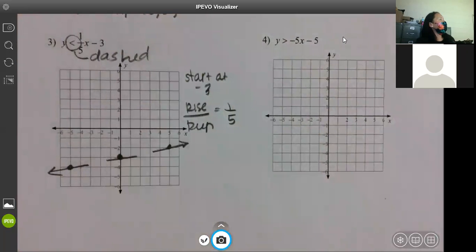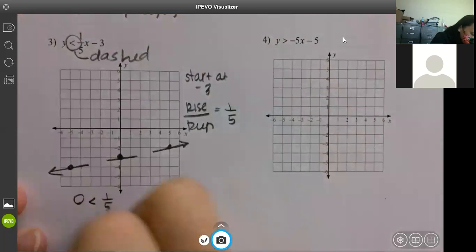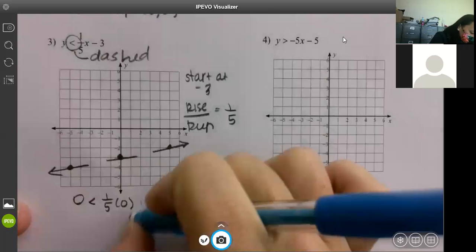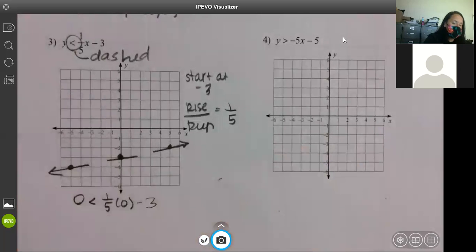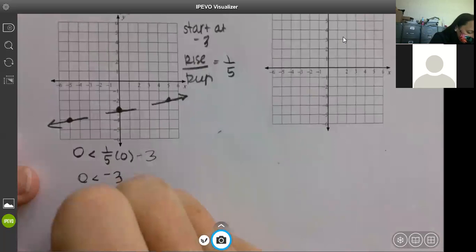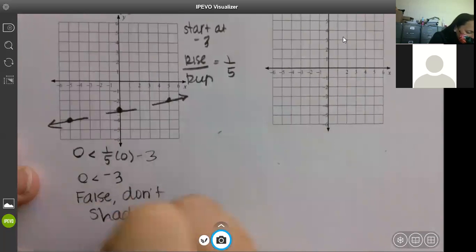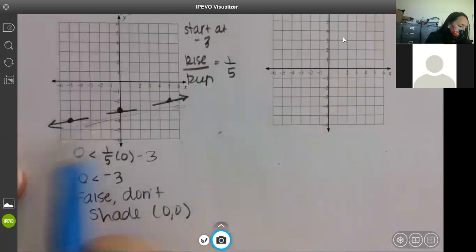Can I use 0, 0? Yeah, the line does not touch 0, 0, so I may use it, okay? So we have 0 is less than 1/5 times 0 minus 3. What's 1/5 times 0? Minus 3. -3. Is 0 less than -3? So this is false. Don't shade 0, 0. So we're going to shade the other side.